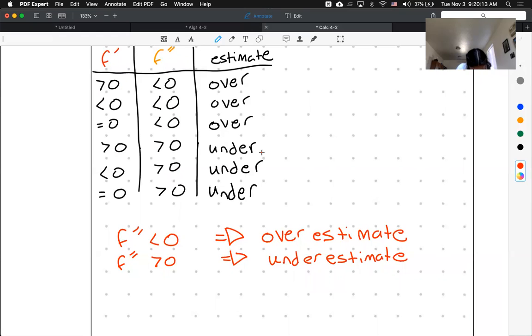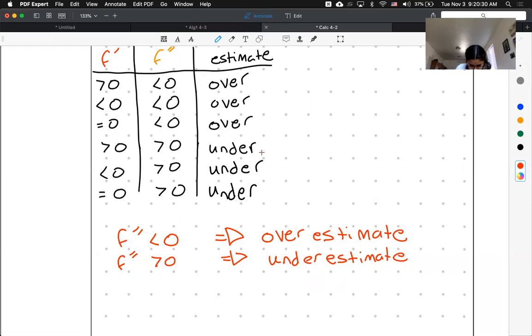Oh yeah, so sometimes you will have a graph of F prime and they will... Actually, I've never seen one of those questions where they give you a graph of f prime and ask you if it's an over or an underestimate. They'll always give you a graph of f, typically. But maybe I'm wrong. Maybe there is one out there and I just haven't seen it.